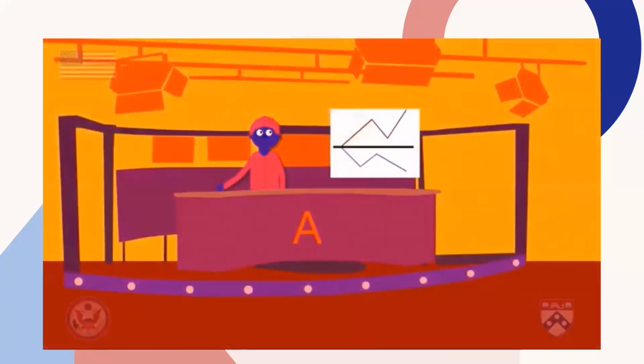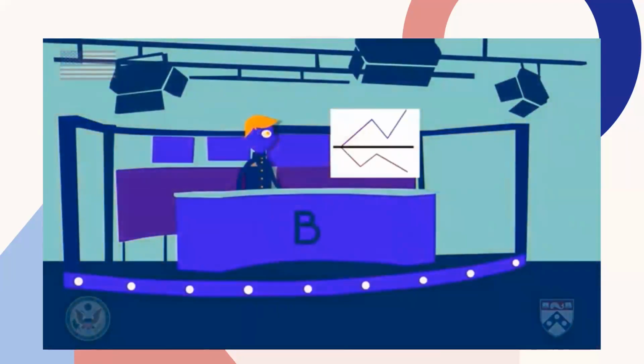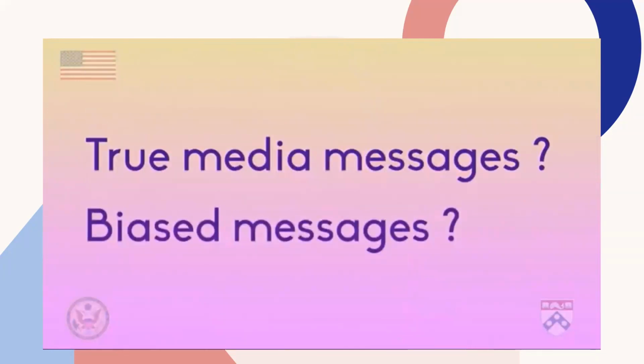Let's look at a bigger example. News company A usually agrees with one political party. They publish news stories that say this political party is smart and popular and is likely to win an election. News company B, on the other hand, usually agrees with a different political party. They publish stories that are very different from news company A's. They say that a different political party is smart and popular and will probably win the election. Which news company creates true media messages and which creates biased messages? That's a hard question to answer.